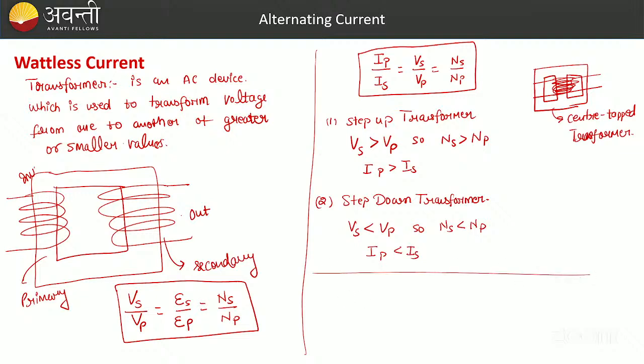Apart from that, the practical transformer will not work at 100% efficiency. So there are some losses also. These losses are termed as the flux leakage. That is an important loss. Flux leakage, eddy current formation, resistance of the winding, and hysteresis. So these are the primary losses that we can have in the transformer that decrease the efficiency of the transformer.